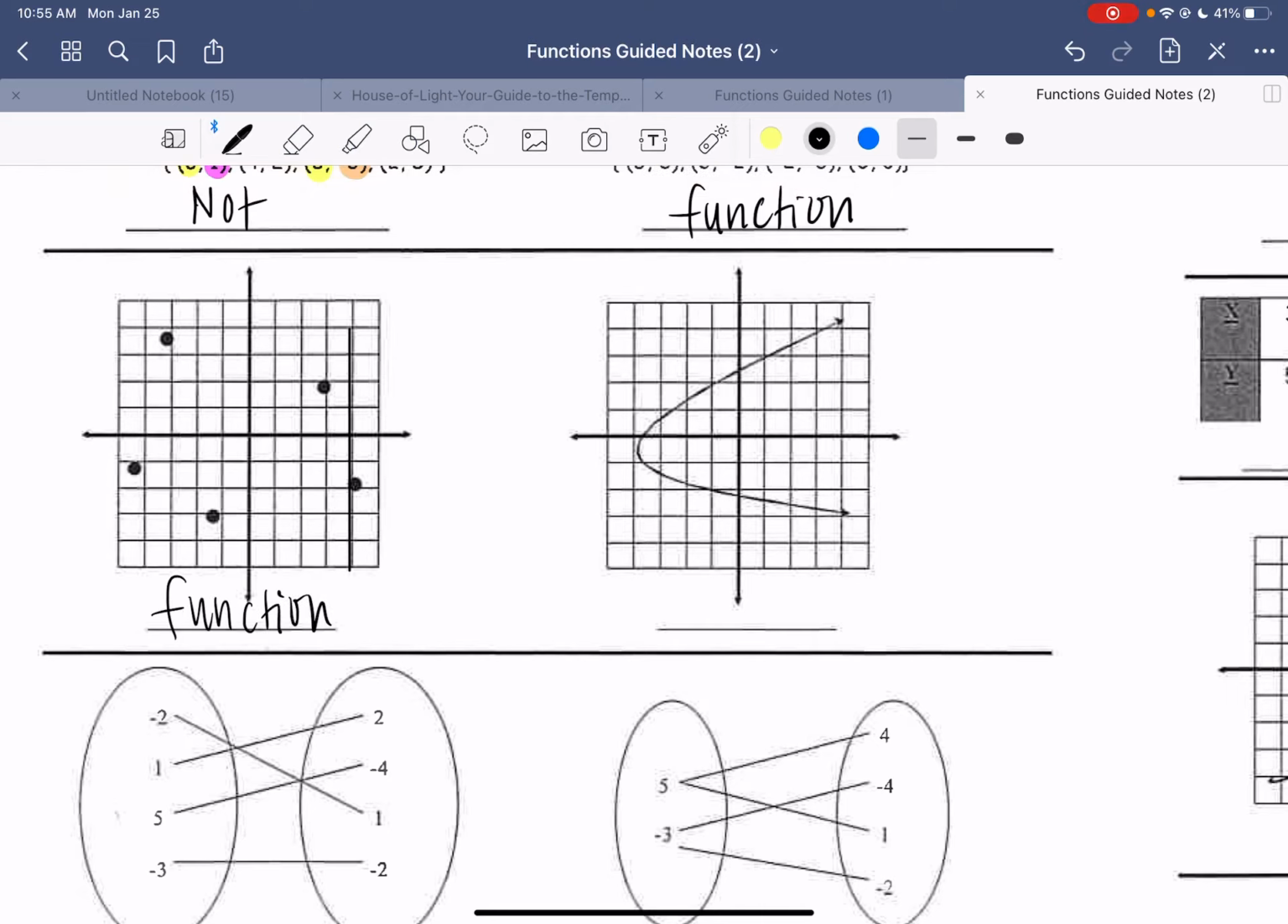Now if I take this same vertical line and I take it over to our next graph, we see that no matter where I put the vertical line, so let's go ahead and highlight here. If I have a vertical line here and a vertical line here, the vertical line is touching in more than one place, so this makes it not a function.